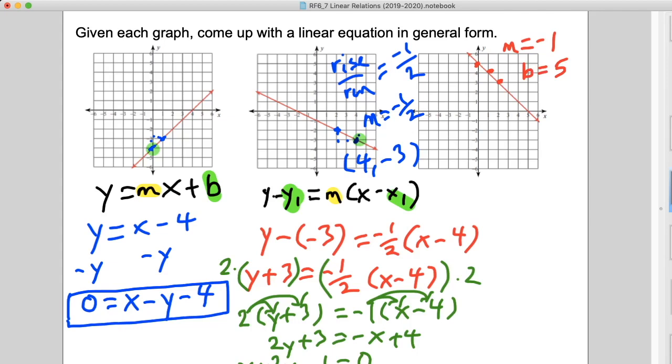So starting off, we know that y is equal to mx plus b. We know that m is a negative 1, so negative x, and then our b value is plus 5. We know that our x has to be positive, so we're going to add x and then subtract 5 from both sides. So we're going to have x plus y minus 5 is equal to 0.